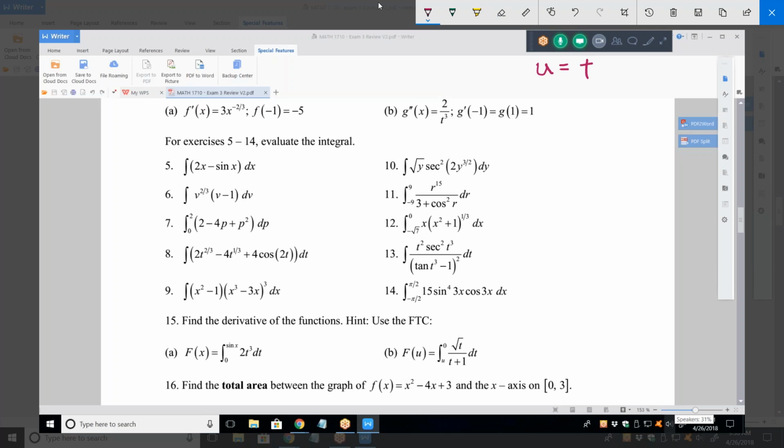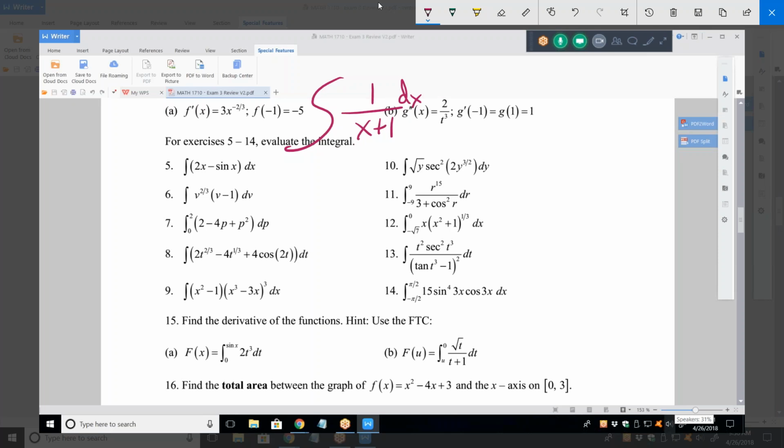Ooh, hold on a minute. Have you had U substitution by change of variable yet? No. I bet you have. I bet they just didn't focus on it. Let me give you an example. I can't solve that. Well, at least you don't know how to solve it yet.